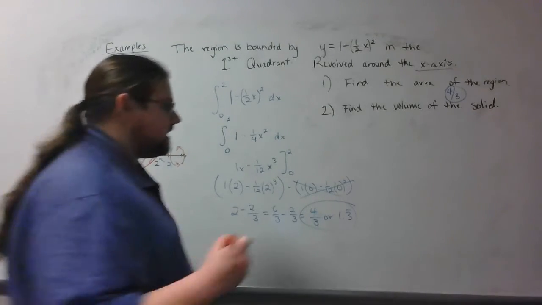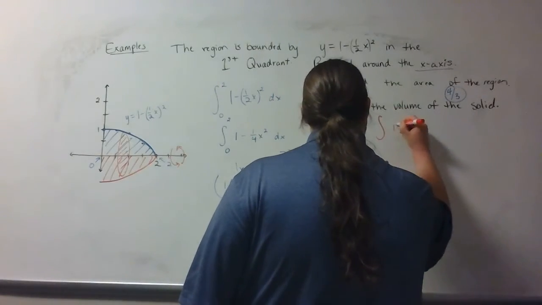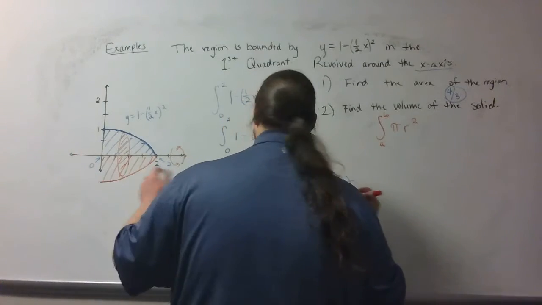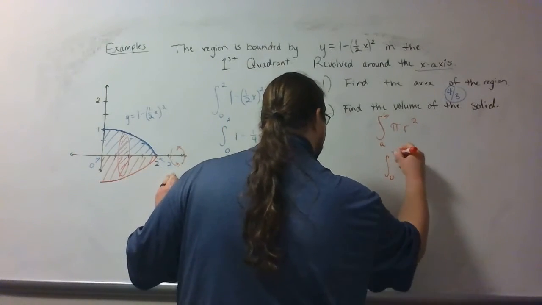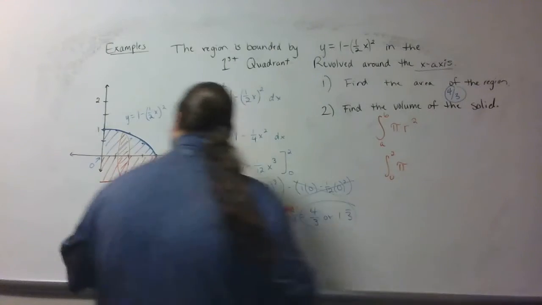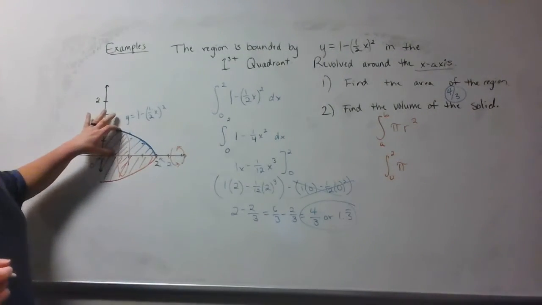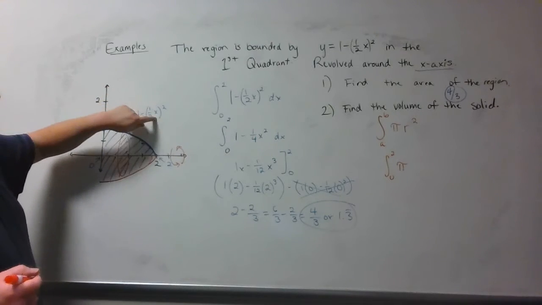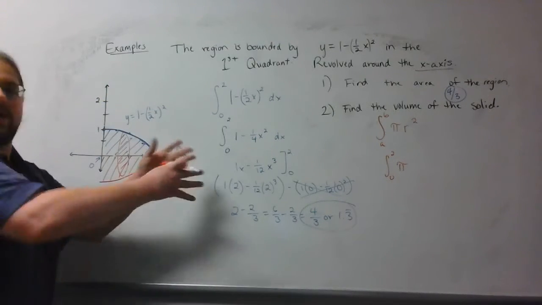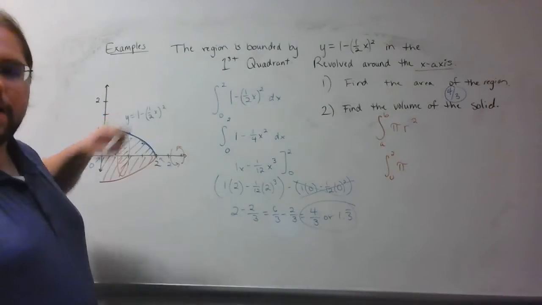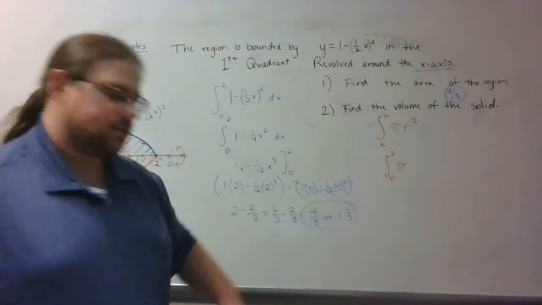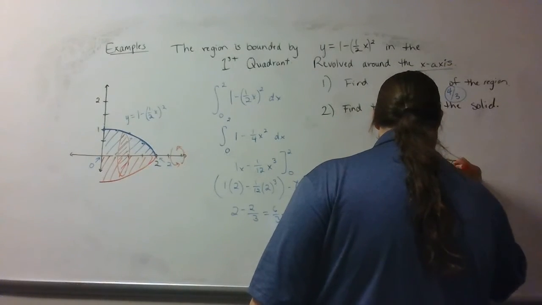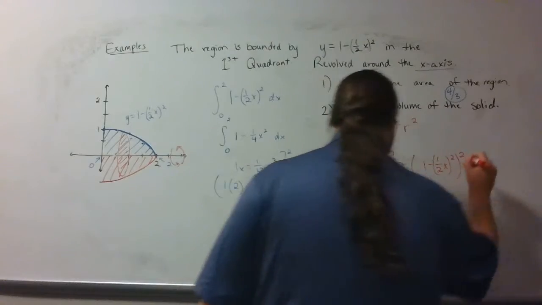So I'm going to write up my disk method over here. We did pi r squared from a to b. Well, again, still using x's, so we're still going from 0 to 2. I'm going to stick my pi in. And my radius of this disk is just my blue line, which is y, 1 minus 1/2 of x squared. But remember, we're going to have to square that again. So we're taking this whole y part and squaring it. Okay? So I'm going to write it over here: 1 minus 1/2 of x squared, to the squared, dx.